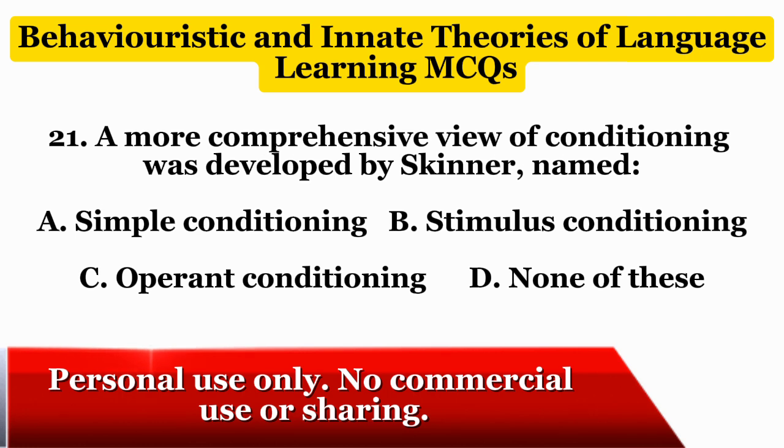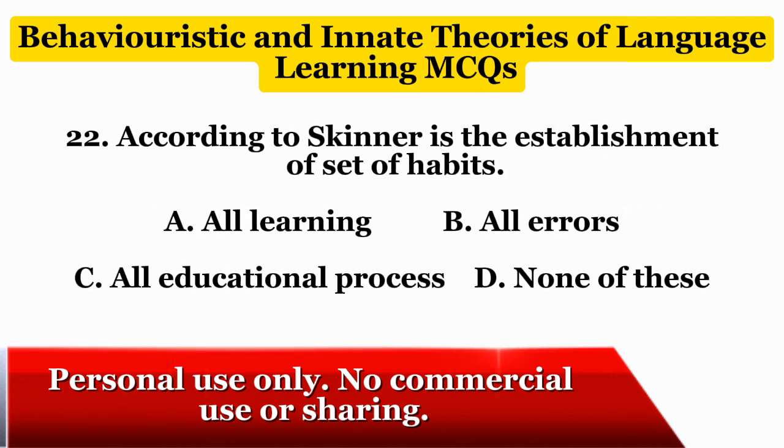A more comprehensive view of conditioning was developed by Skinner named simple conditioning, stimulus conditioning, operant conditioning, none of these. Right option is C. A more comprehensive view of conditioning was developed by Skinner named operant conditioning. Operant conditioning is also known as instrumental conditioning. According to Skinner, what is the establishment of set of habits? All learning, all errors, all educational process, none of these. Right option is A. According to Skinner, all learning is the establishment of set of habits.